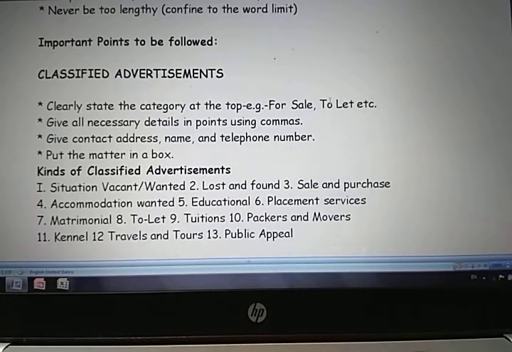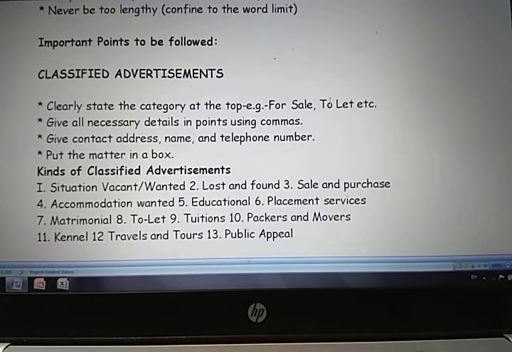And next, give all necessary details in points using commas. That means you should not check grammar. You should not worry whether each and every sentence is properly up to the grammar or not. No. Simply put the commas and give all necessary details. As far as possible, you should write all the adjectives, not complete sentences.